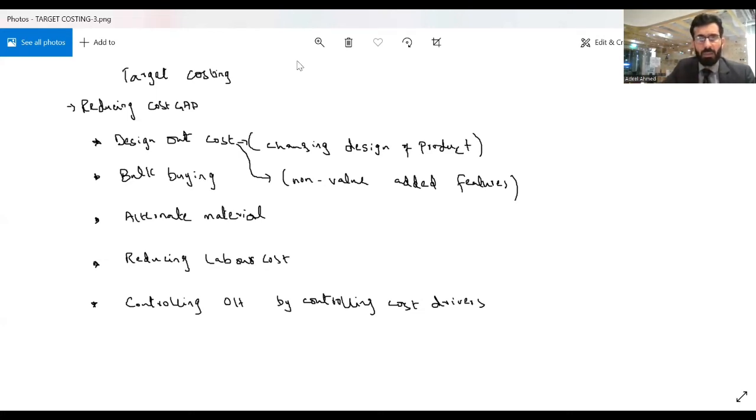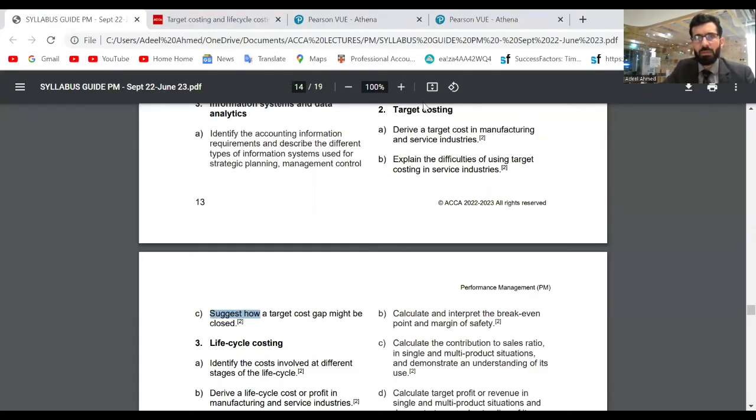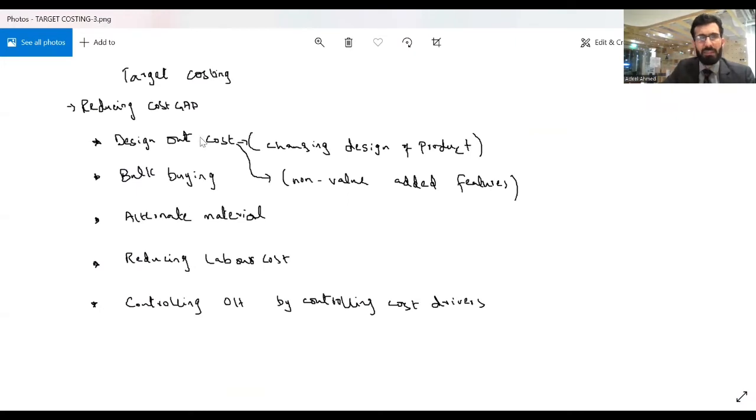So this is one of the syllabus areas that we have to address. Other than that, we also have to explain the difficulties of using target costing in service industries. Now, if you look at most of these suggestions for the cost gap, we are talking about changing the design of the product, buying material in bulk, and labor, and overheads is also there. But initially, the first three points you will see are more associated with manufacturing organizations.